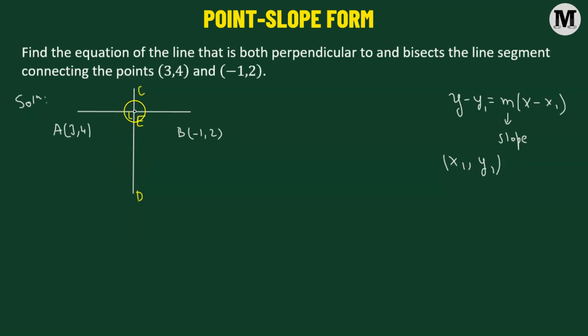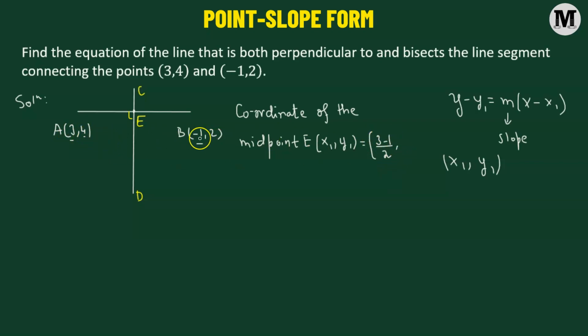So what we'll do, we will try to find the coordinates of point E, since E lies on the line CD. E is also the midpoint of AB. So the coordinates of our midpoint E, let's denote it by (x1, y1), will be equal to, starting with the x coordinate, the sum of the x coordinates of the two points A and B: 3 added to -1, divided by 2. And then the sum of the y coordinates of each of the 2 points: 4 added to 2, divided by 2.